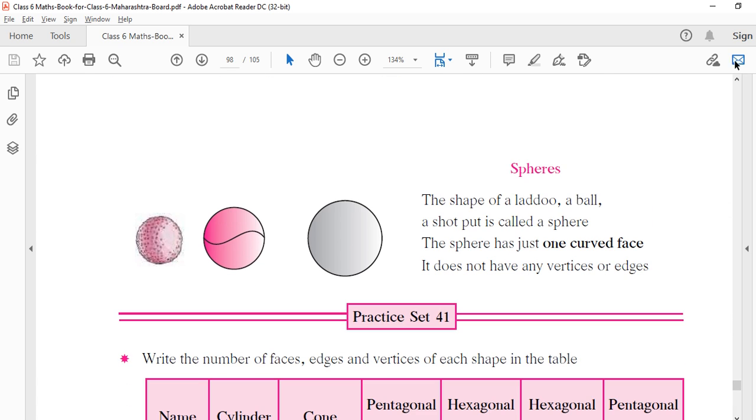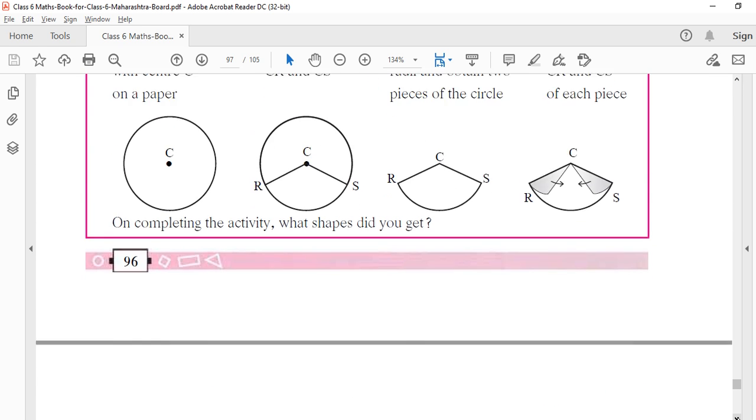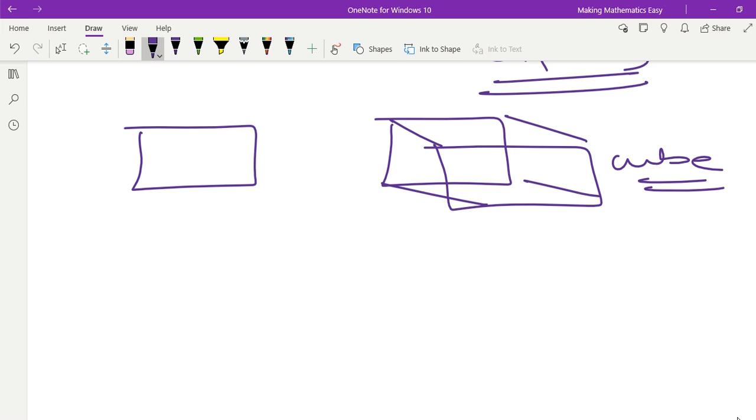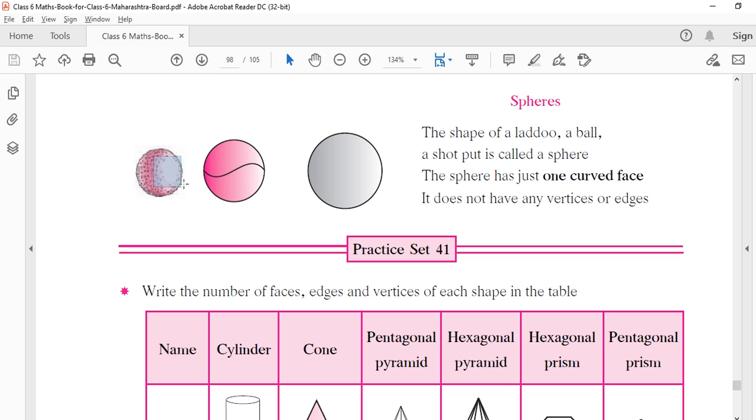Sphere. When you see the three-dimensional shape of a circle, it is a sphere. This is a circle, a two-dimensional shape. When you say sphere, in fact I am not even able to draw this. It is something like a ball-shaped diagram. A perfect example of a sphere is a ball.